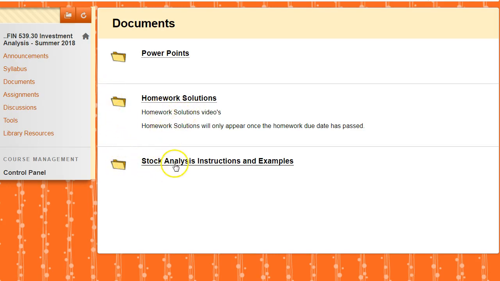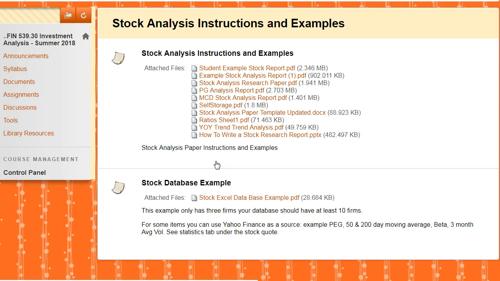And also the third folder will be the industry analysis instructions and examples, where in here I have plenty of files that give you example stock analysis reports and other example templates that we'll be working with. So we have a stock Excel database example here, and then I have templates of the stock analysis paper template, how to write a stock research report. So plenty of things in here to help you with the research project that we're going to be working on. So let's talk more about that research project through the assignments button.